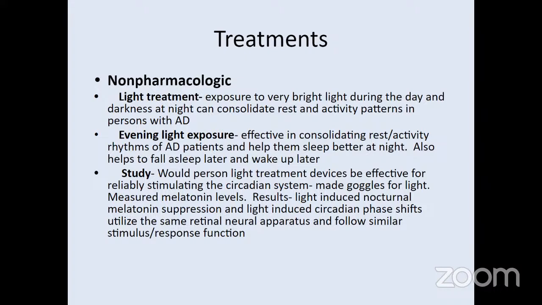So there is a study: would personal light treatment devices be effective for reliably stimulating the circadian rhythm? They measured melatonin levels. What are the results? Light-induced nocturnal melatonin suppression and light-induced circadian phase shifts utilize the same retinal neural apparatus and follow similar stimulus response functions.